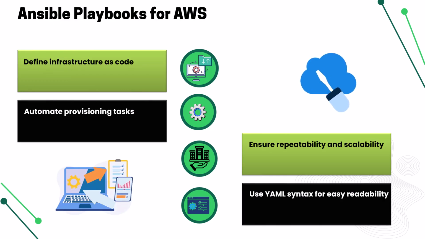Ansible playbooks are like recipe cards for AWS, except instead of baking a cake, we're spinning up servers. Define infrastructure as code, automate tasks, and ensure repeatability. The YAML format makes it clean and readable, even for those who aren't cloud gurus.